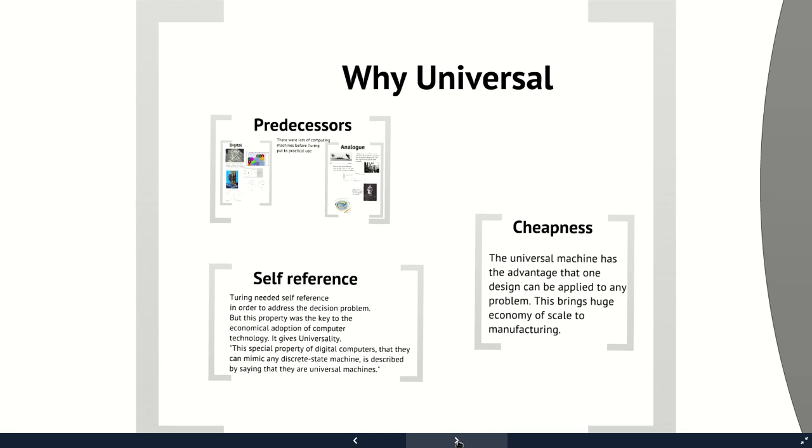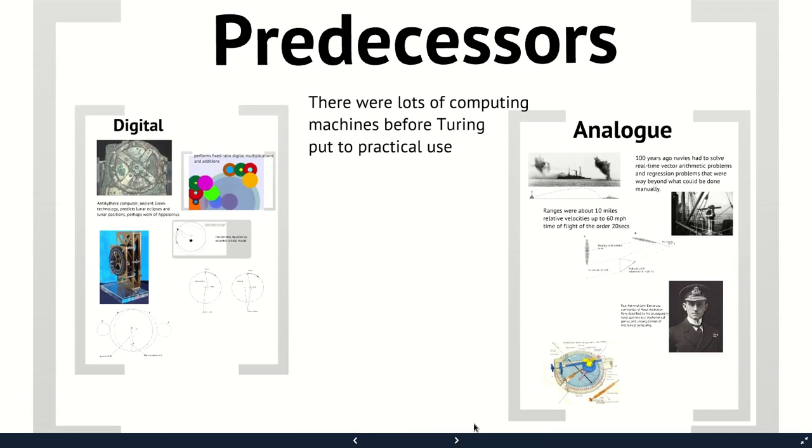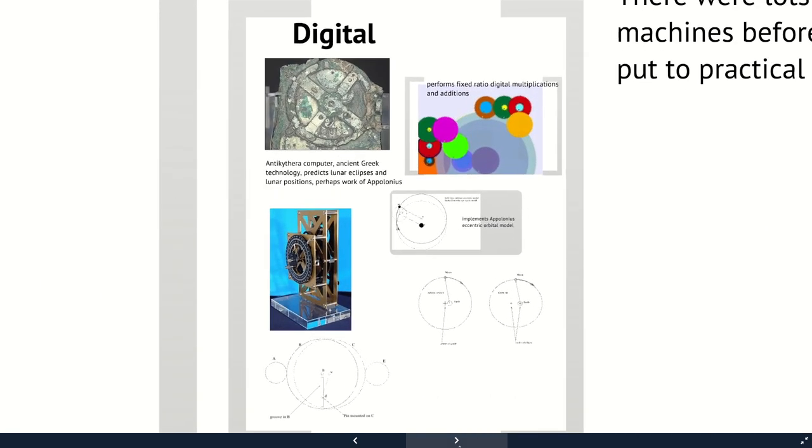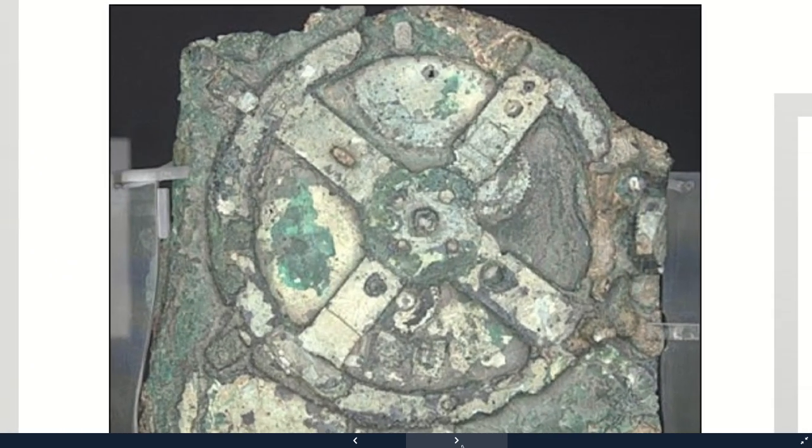Now, why universal? There were predecessors, there were lots of computers before Turing. These go right back to the ancient Greeks. Some of these were digital and some were analog, but digital to a limited extent, in the sense they use cogwheels, which to an extent is digital if you've got a detente.